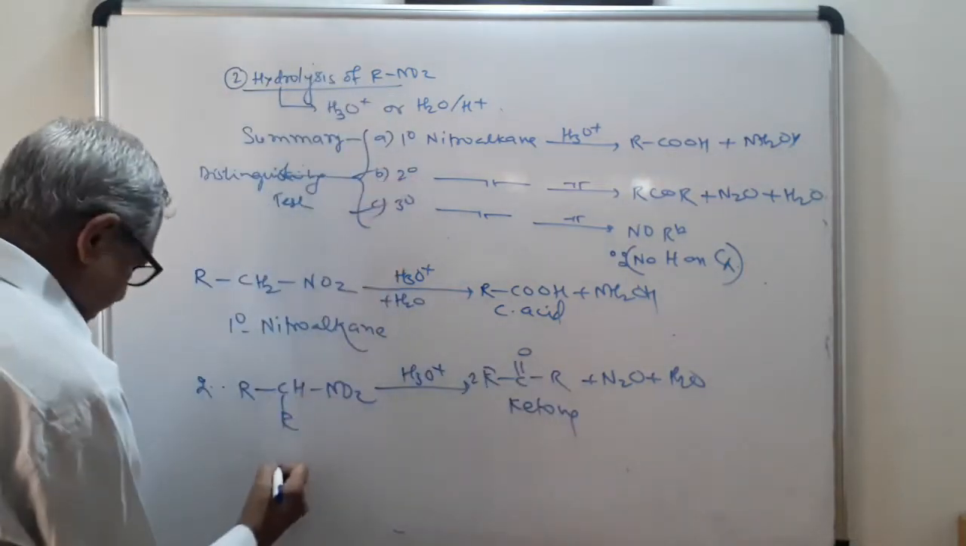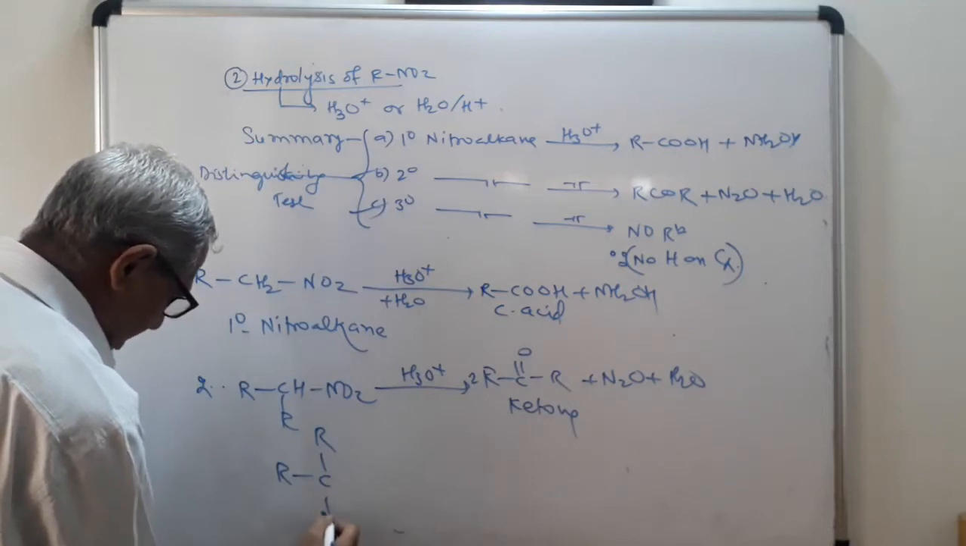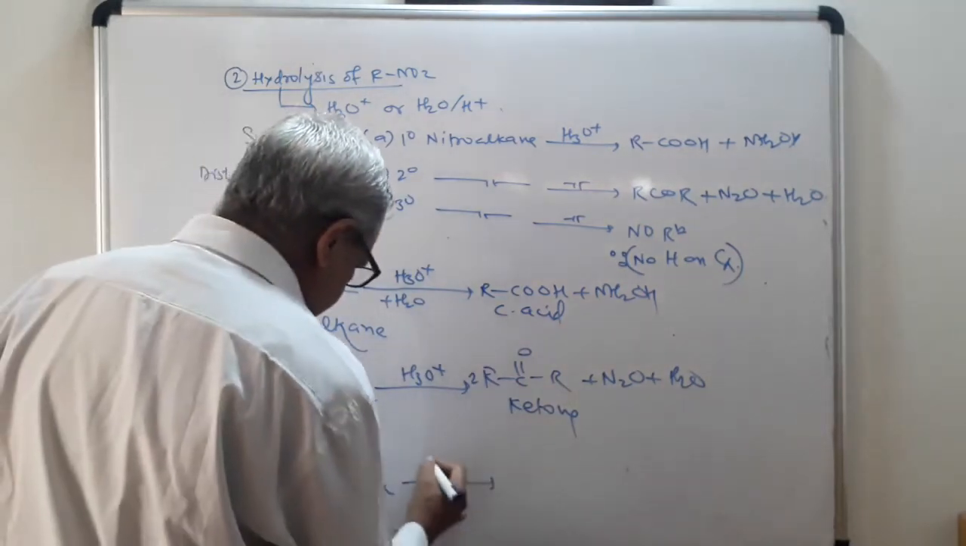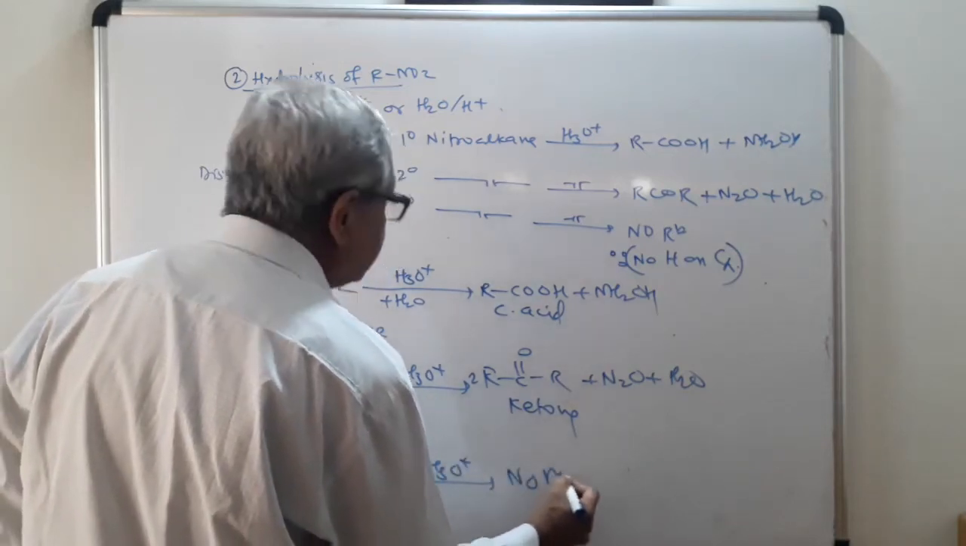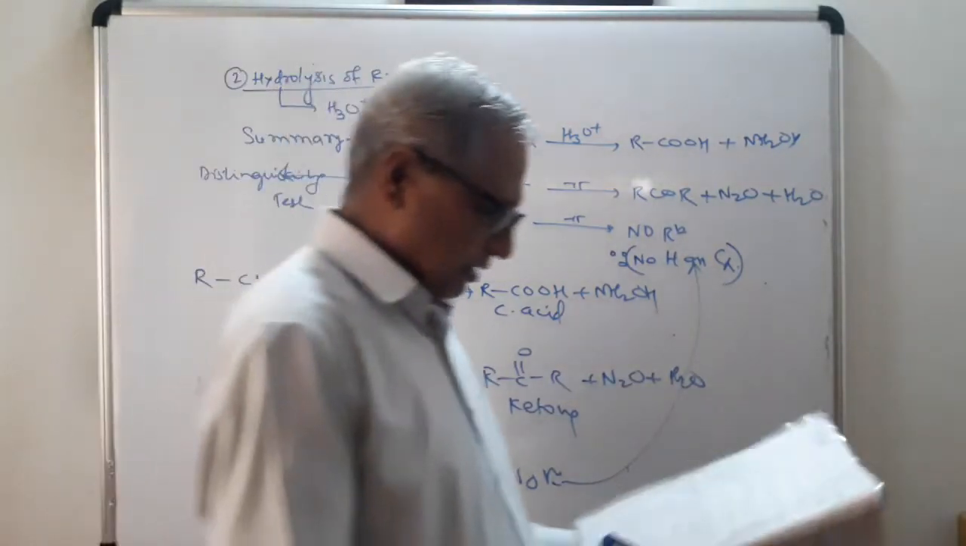See the example of tertiary nitroalkane, RCRNO2. This is your alpha carbon. When you do the acid hydrolysis, no reaction. The reason is given here: no alpha hydrogen atom. Therefore this is the point here.